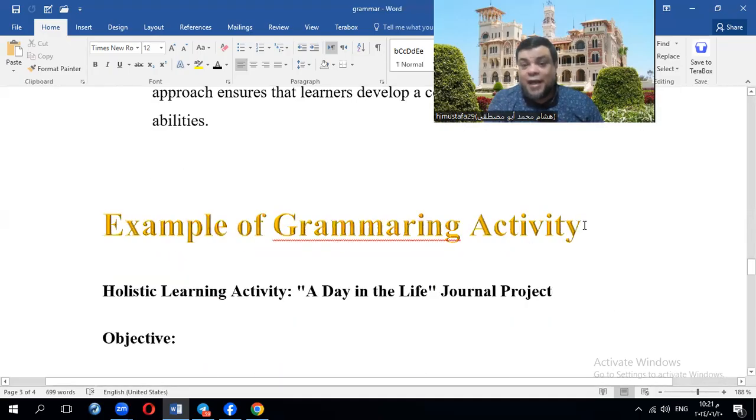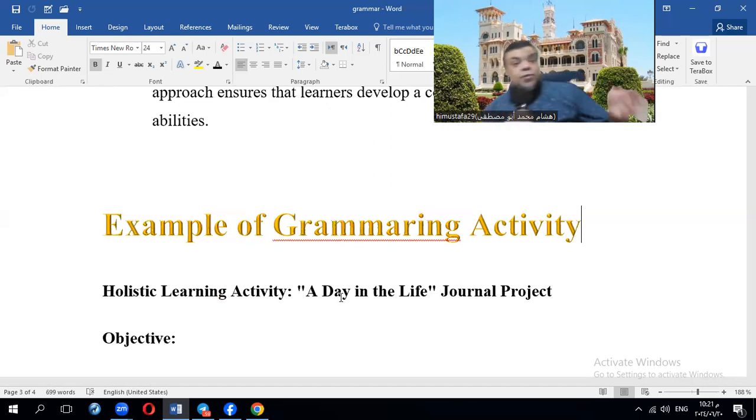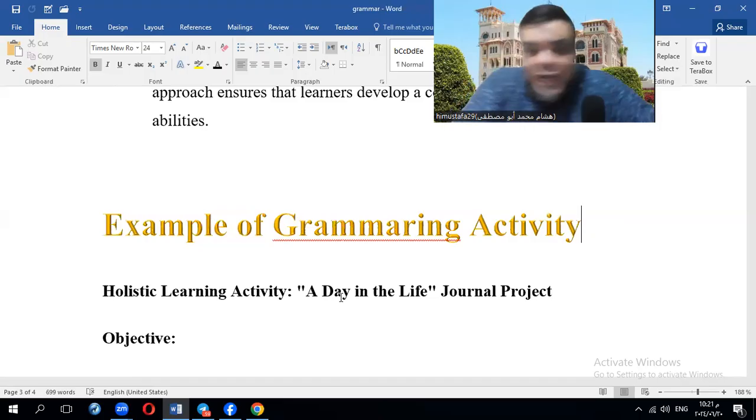Example of a grammaring activity, okay? Holistic learning activity. How can we use grammaring, the concept of grammaring, in an activity, okay? And how can we gauge the understanding of our students, okay? Through the application of grammatical rules on different skills. Holistic learning activity: a day in the life, journal project.